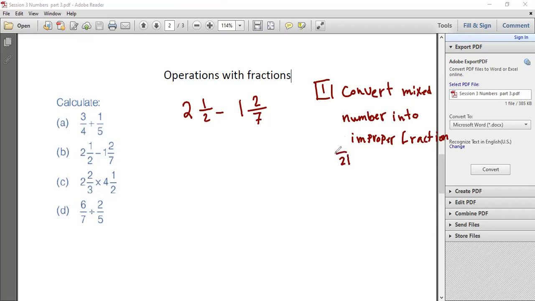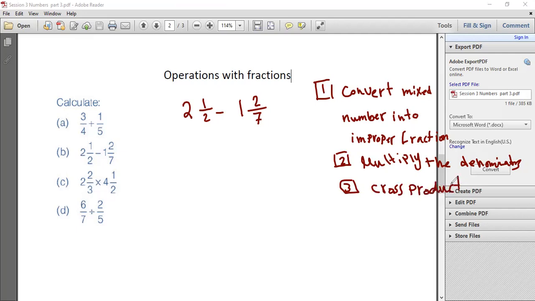Okay, step 2, multiply the denominators. Step 3, cross product. Step 4, subtract. Step 5, simplify. So guys, I just made it so easy for you to find the answer.